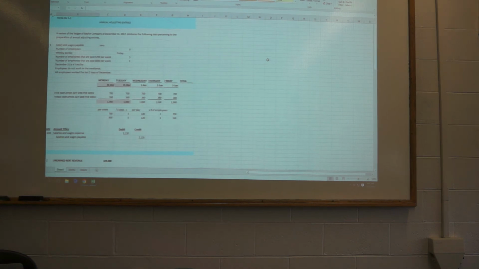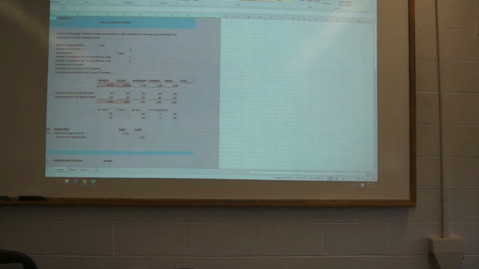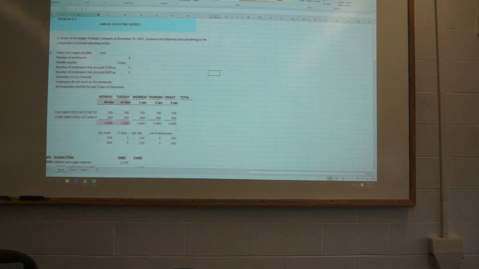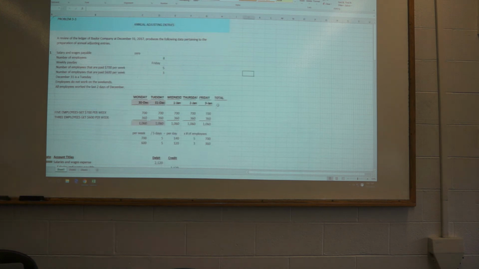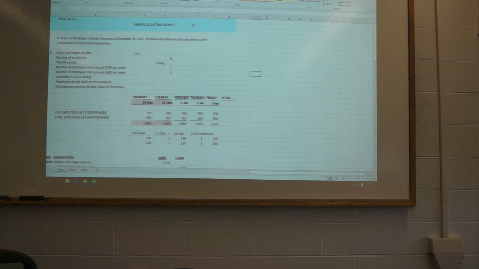Okay, oh, this one was terrible. Everybody hated this problem. There's all different ways that you can approach this. The way I tend to do it is very mechanically. So when I have a problem like this, I say, okay, let's just sort it out and see what it looks like. So the salary, you've got 8 employees. Friday's the payday. You get 5 employees that get $700 a week, 3 that get $600.